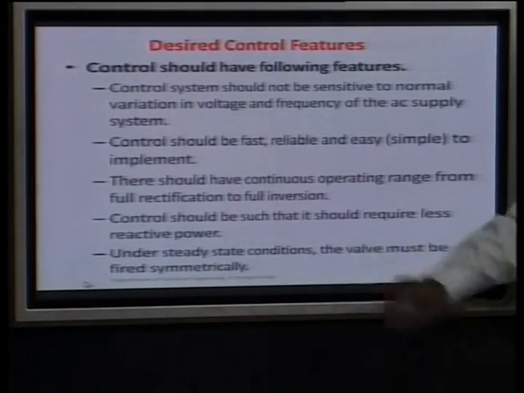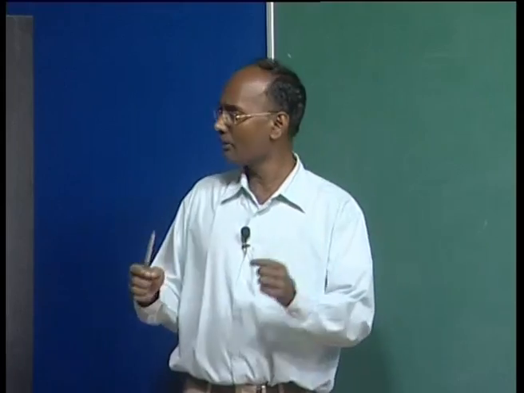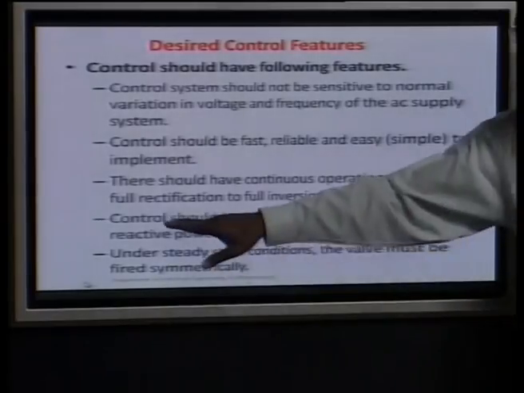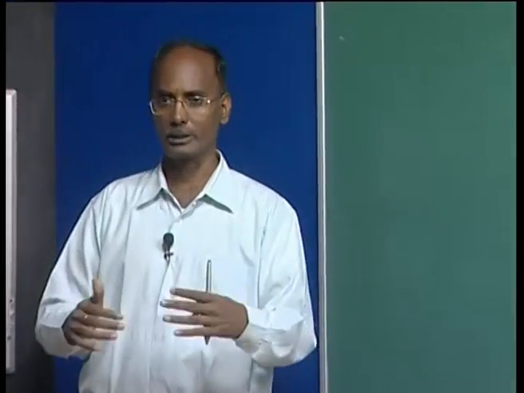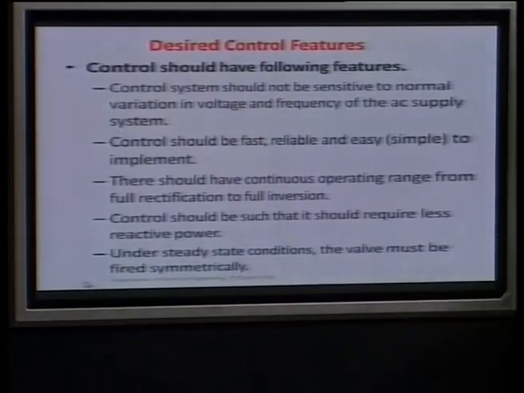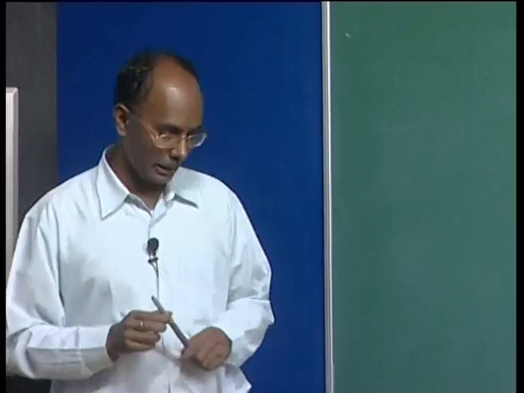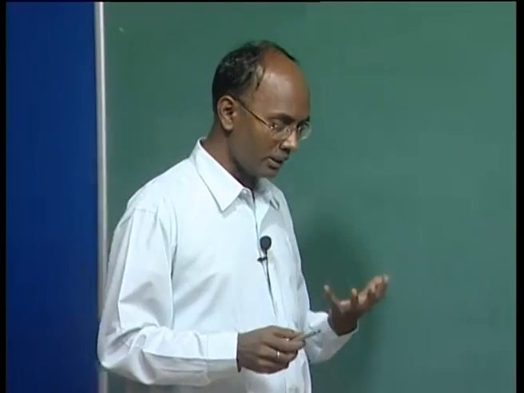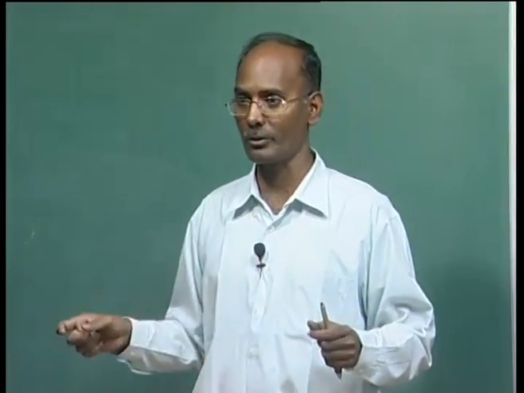Another objective is that the control scheme of HVDC should require minimum reactive power support. As I said, it normally requires about 60% reactive power due to the delay angle. If the delay angle alpha is increased, the power factor worsens, so we require reactive power control.